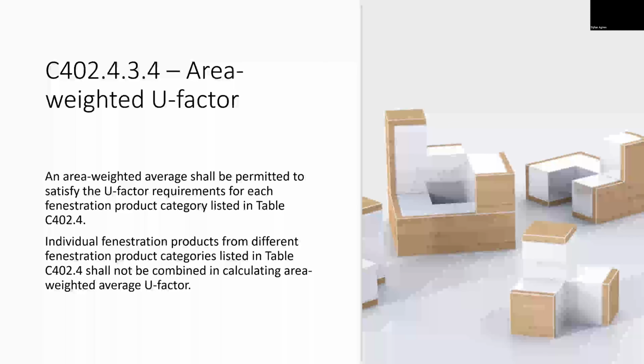And then last, we have the area weighted U factor. An area weighted average shall be permitted to satisfy the U factor requirement for each fenestration product category listed in the table I showed you earlier: operable, fixed, door, etc. Individual fenestration products from different fenestration product categories listed in that table shall not be combined in calculating the weighted average U factor. And that's all I got for you.